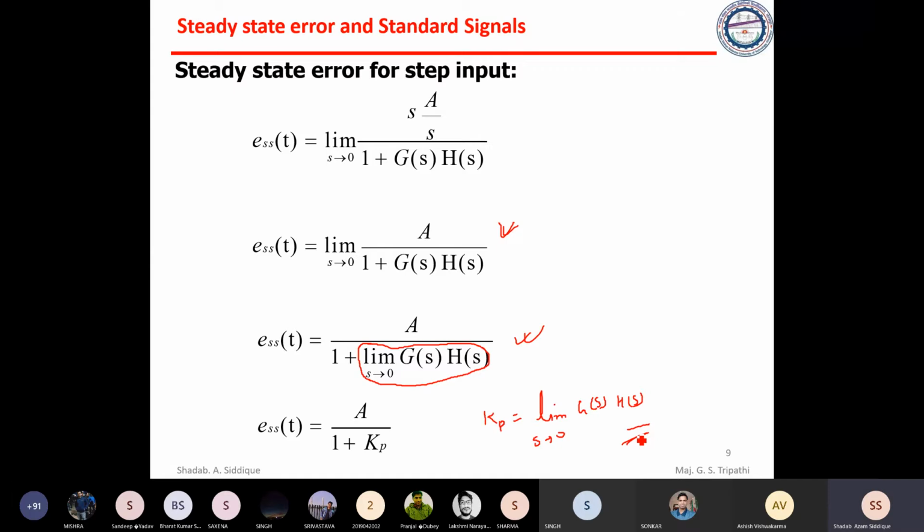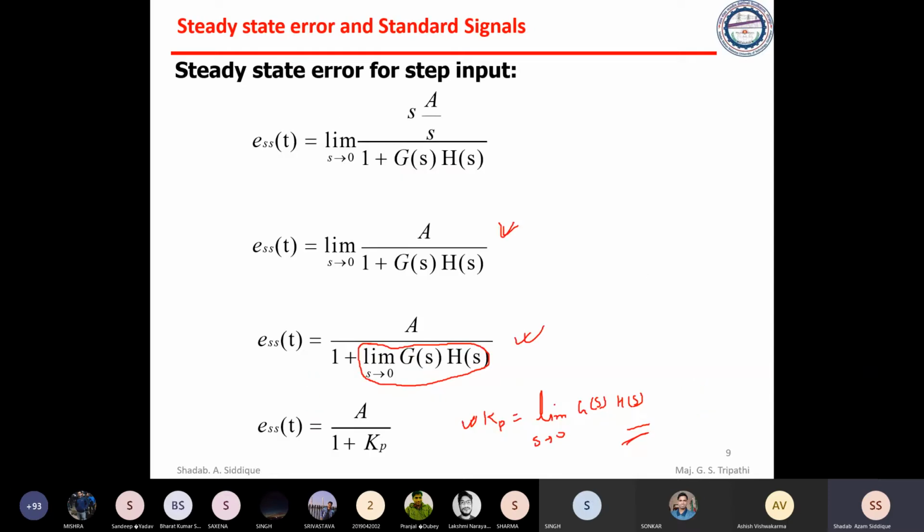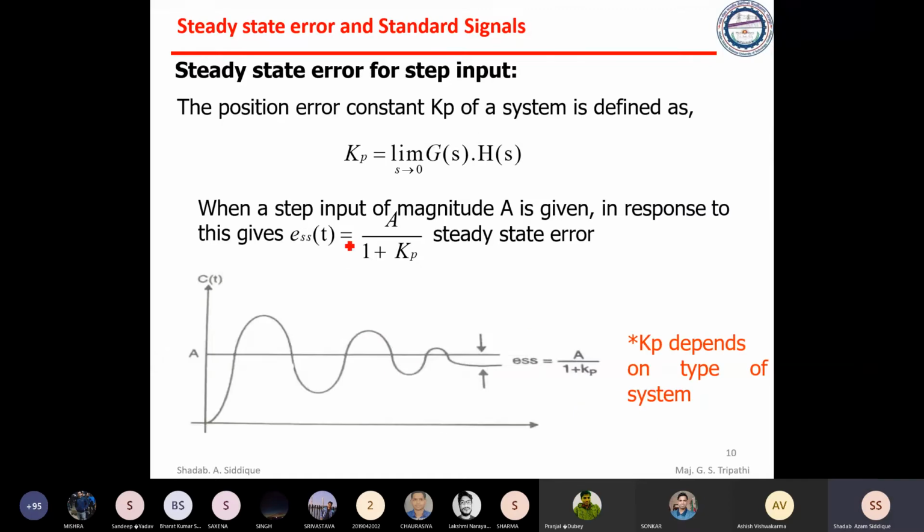So from now, if you are asked to find the steady state error for a step input, you can just find the KP value first. Find the KP value separately, or you can use this equation also. This is one of the shortcut methods. You just find the KP value, limit s tending to 0 G(s) H(s), substitute it in this ESS, and you will get the steady state error. So this KP is nothing but limit s tending to 0 G(s) H(s).